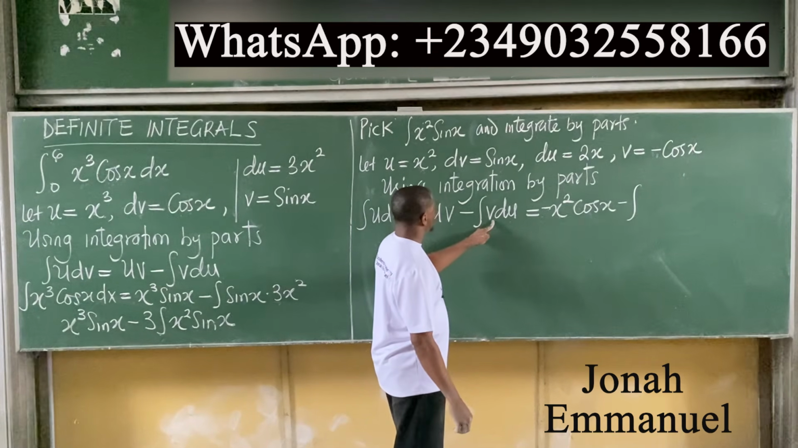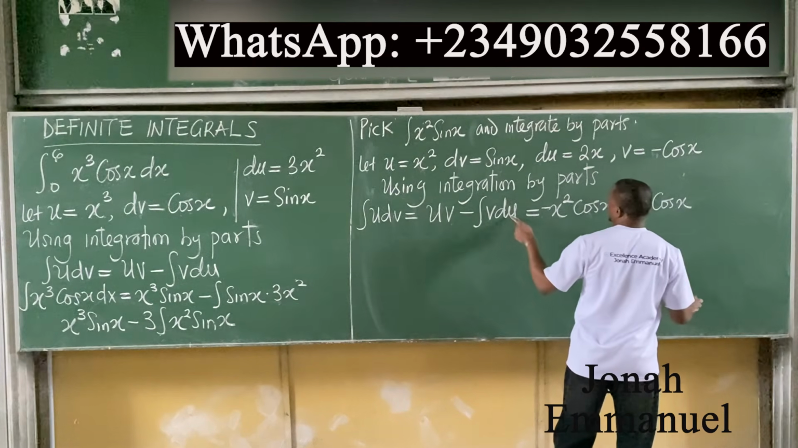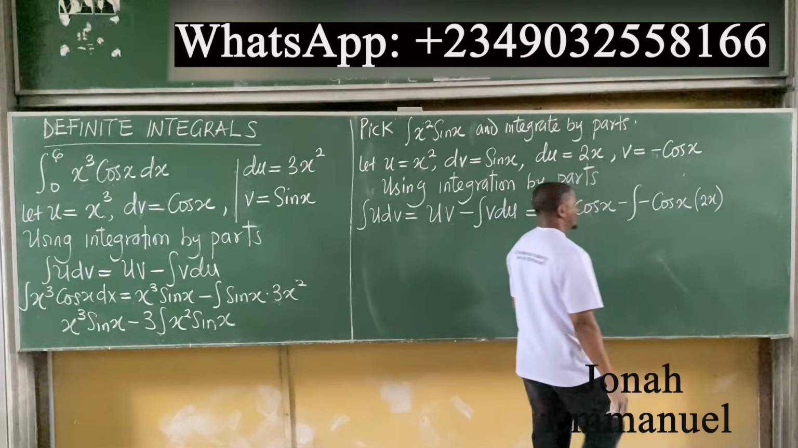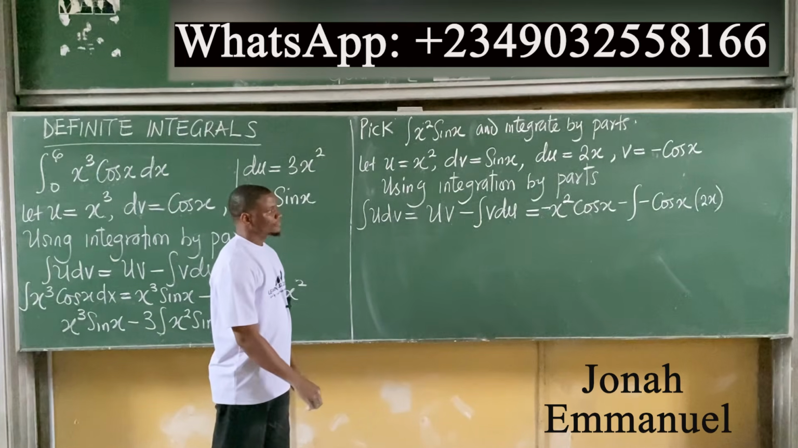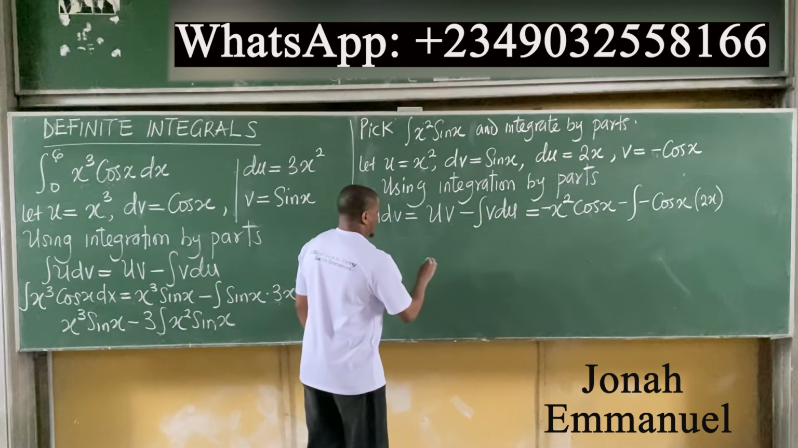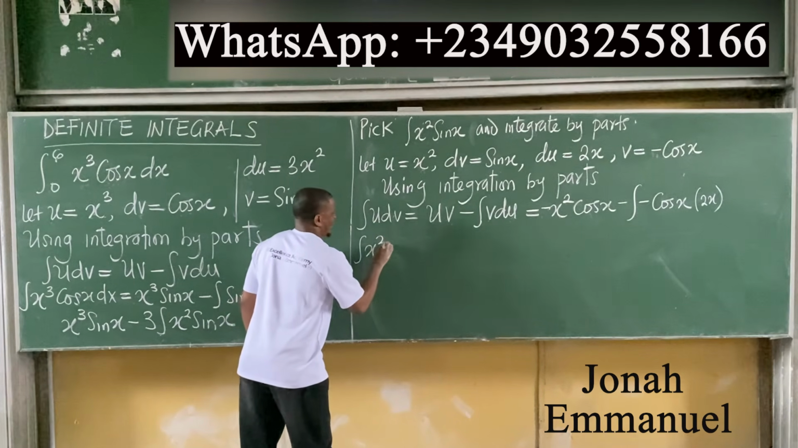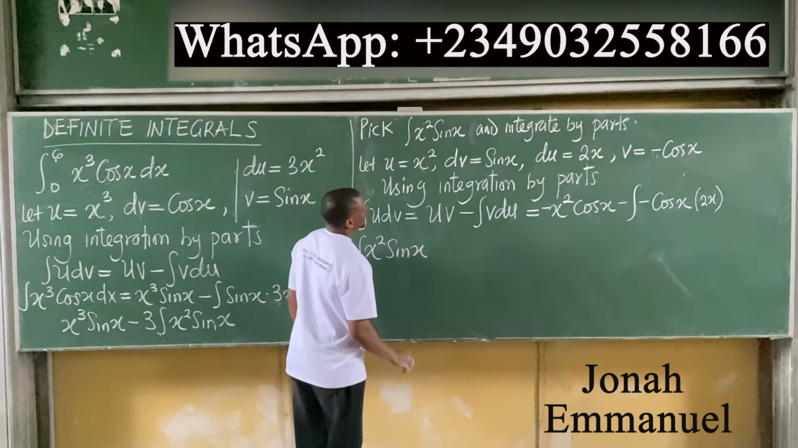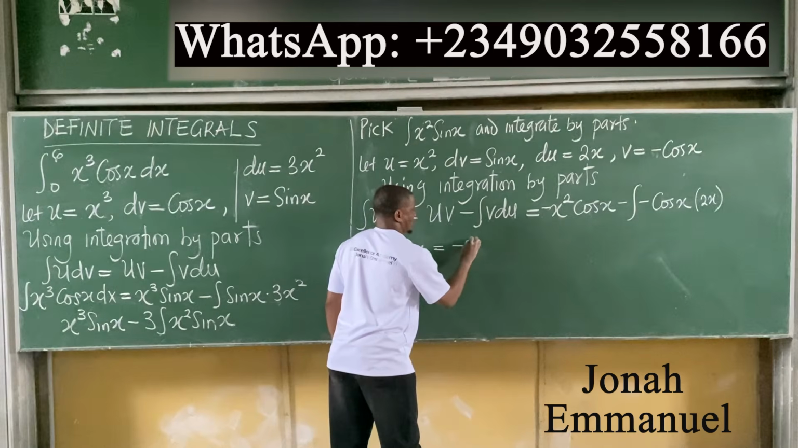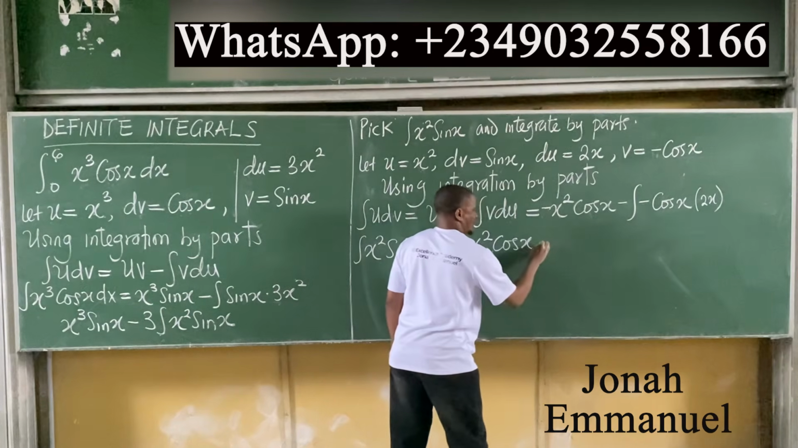What's v? Please check. What's v? Minus cos x. That's v. What's the du? du is 2x. So you have this. Please simplify this. What do you have here? The integral of x squared sine x is equal to, what do I have here? Minus x squared cos x minus minus plus.